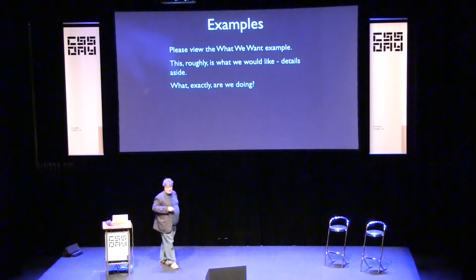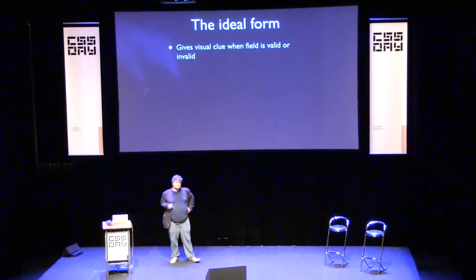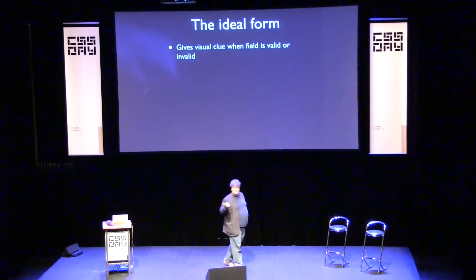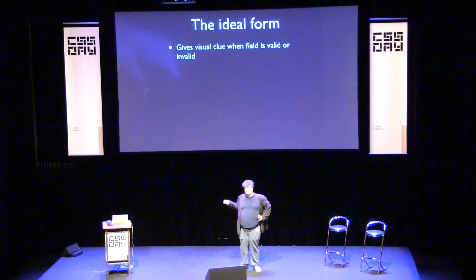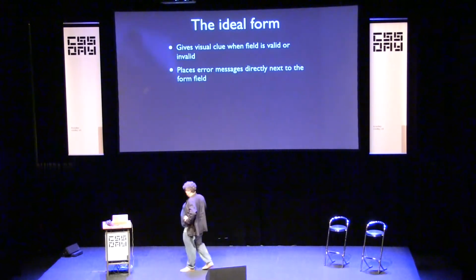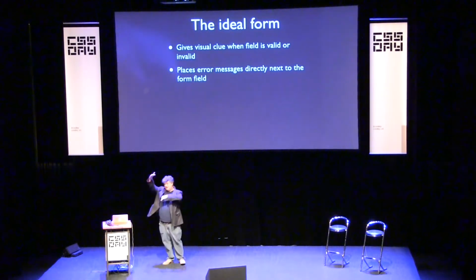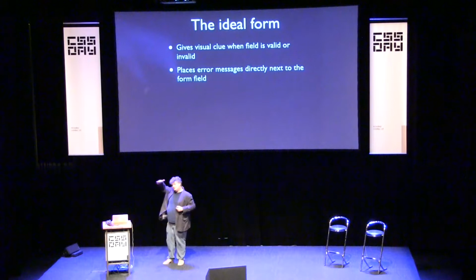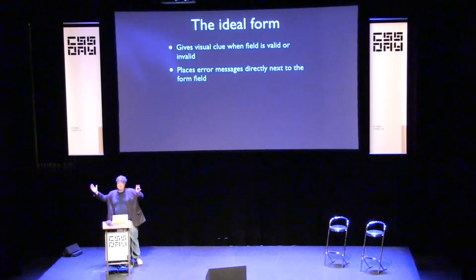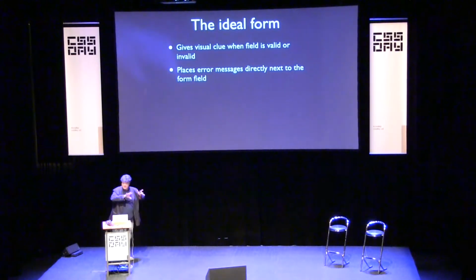So what exactly are we trying to achieve here? As far as I'm concerned, the ideal form does the following. It gives a visual clue when a field is valid or invalid, and of course we use CSS for that. It places any error messages that should be necessary directly next to the field, probably above the field or below the field, because if you place it to the right of the field, you may run into problems on small screens. But it should be clearly associated with the field.